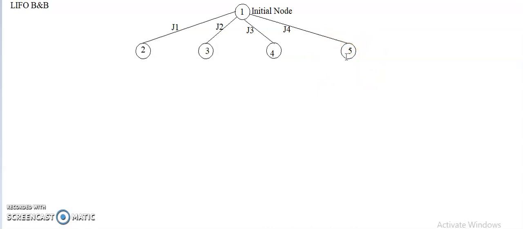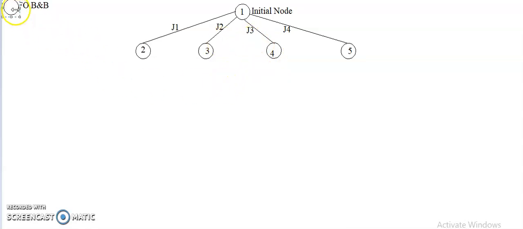We can't explore this node because J4 is already considered. Totally we have only 4 jobs, and the fourth job is already considered by ignoring job 1, job 2 and job 3. So I can't explore node number 5 again. I will just pop this node out from the stack. Now I will consider the next node on top of my stack, which is node number 4, with job number 3 by ignoring job 1 and job 2.